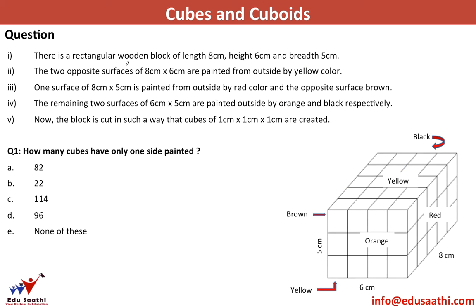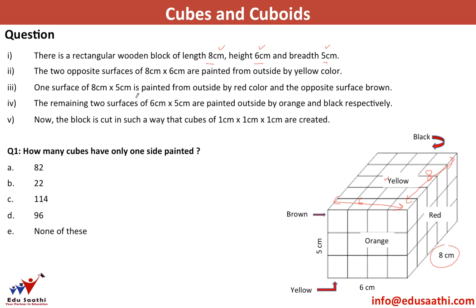So let's look at a question on cuboid. There is a rectangular wooden block of length 8, height 6 and breadth 5 cm. Since all these are different, it is a cuboid. The two opposite surfaces of 8 into 6 cm are painted from outside by yellow color. So I have 8 cm here. If this is 8, this length is also 8, and if this is 6, this length is also 6. So I have yellow here and yellow on this bottom face.